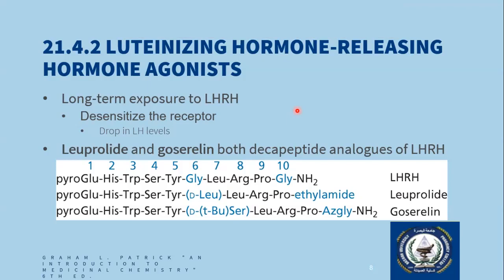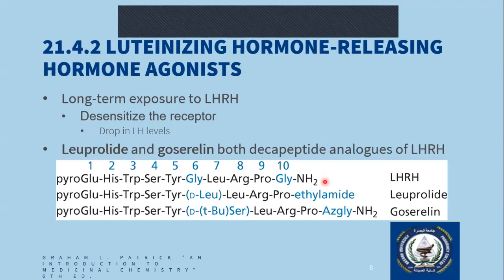Okay, so they thought about giving the luteinizing hormone releasing hormone, but the luteinizing hormone releasing hormone, as you can see from the figure, is a decapeptide, and you know what deca means. 1, 2, 3, 4, 5, 6, 7, 8, 9, 10 amino acids.